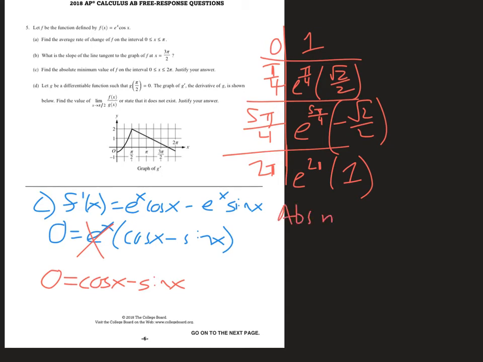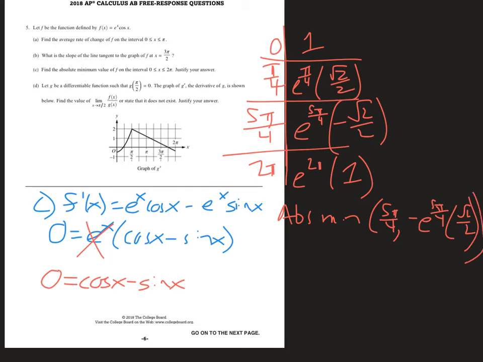abs min is 5 pi over 4, comma, negative e to the 5 pi over 4 times root 2 over 2.